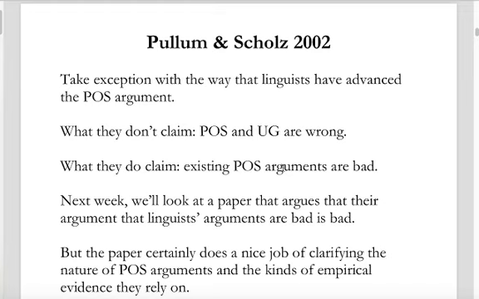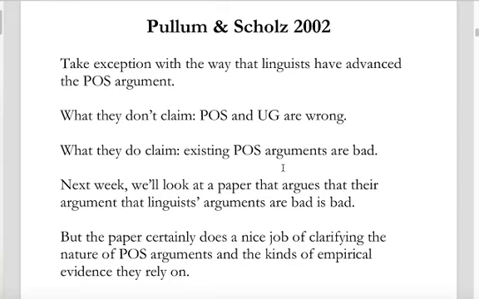This paper does a really nice job of clarifying the nature of poverty of the stimulus arguments and the kinds of empirical evidence that they rely on and that they should rely on. So regardless of what you think about whether Pullum and Scholz are right, it's definitely a very useful paper that teaches us a lot.